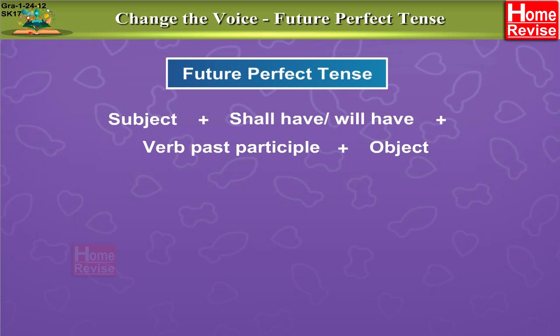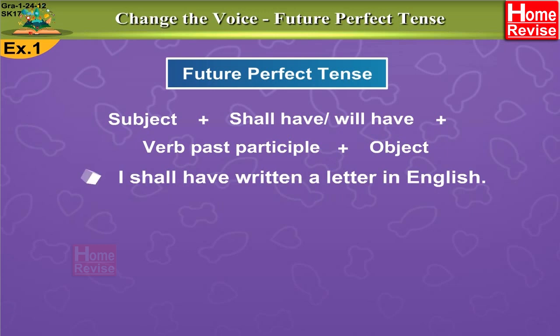And also understand, shall is always combined with the subject I or we, and will always goes with the subject you or he, she, it. Let's take an example to understand it.